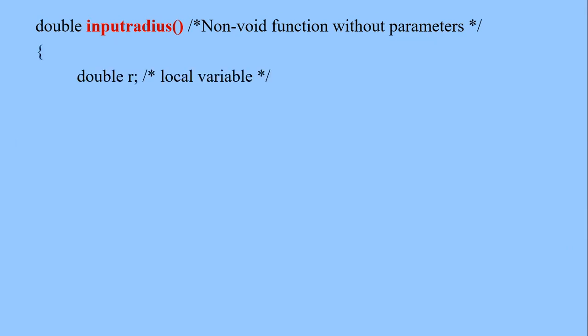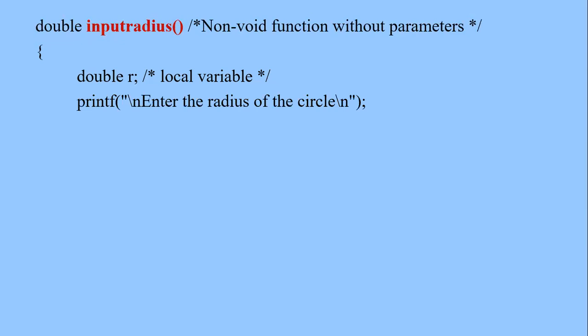Within this function, we have one variable declared called double R. So this is a variable declared inside the function input radius. It's only known within the function input radius. Its scope is input radius. This variable is called R, a memory location assigned to hold a value which is going to have a decimal point or a fractional part.